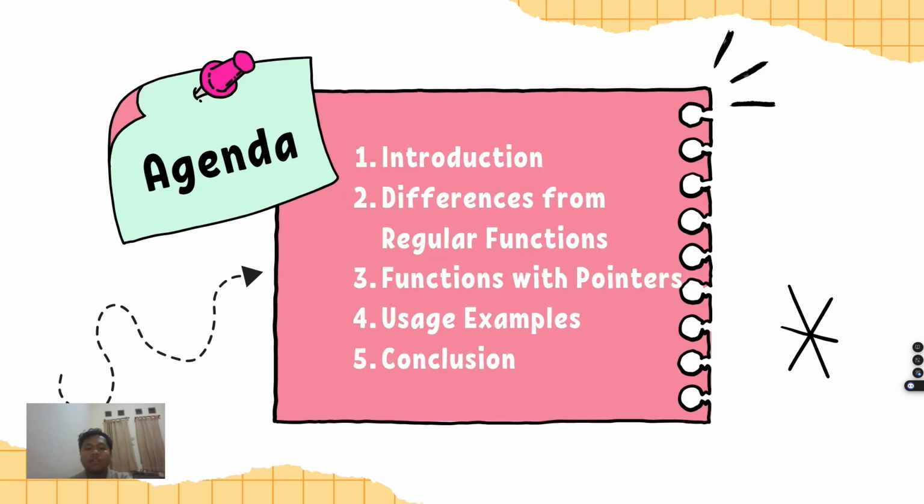Before that, I would like to tell you there are 5 agenda items here. The first one is the introduction. The second one is the difference from a regular function. The third one is function with pointers. The fourth one is the usage examples, so when we will use this material in real life. And the fifth one, the last one, is the conclusion.